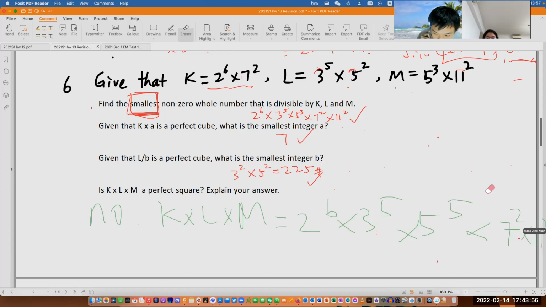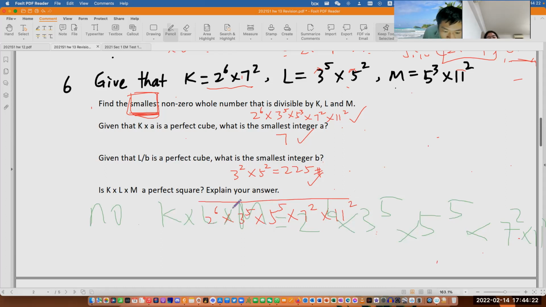Okay, so basically, I think you have no problem answering, but how do you explain your answer? So probably just a bit of English. Let's work it out. So let's say you have 2 to the power of 6, 3 to the power of 5, and then 5 to the power of 5. Yep, very good. So it's 7 to the power of 2 times 11 to the power of 2.